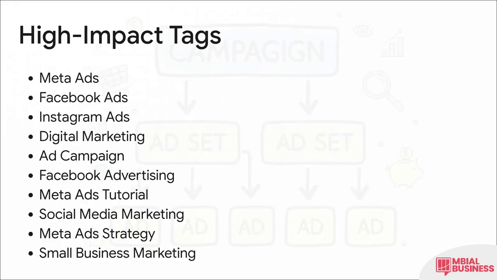And finally, let's look at the tags. You can think of these as the keywords that are working behind the scenes, helping the algorithm connect our video with the right people. You'll notice there's a mix of broad terms like digital marketing and really specific ones like Meta Ads Tutorial. That combination helps you capture both general interest and viewers who know exactly what they're looking for.